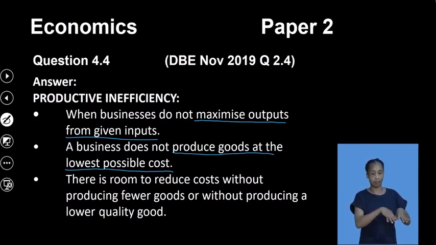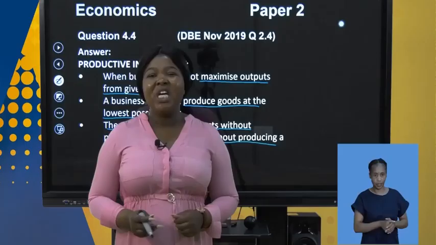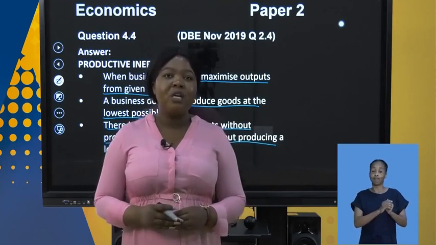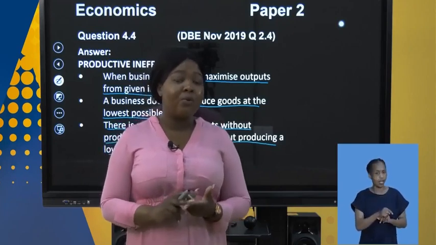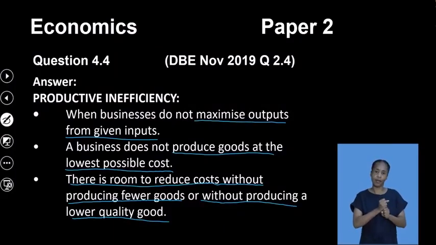And then the next point says there is room to reduce costs without producing fewer goods or without producing a lower quality good. So basically with productive inefficiency, what it means is you can, as a business, lower your production cost per unit, number one, without compromising on quality, and also secondly, without reducing the quantity of the goods that you are producing. So that is productive inefficiency.